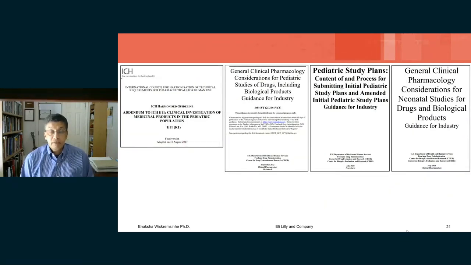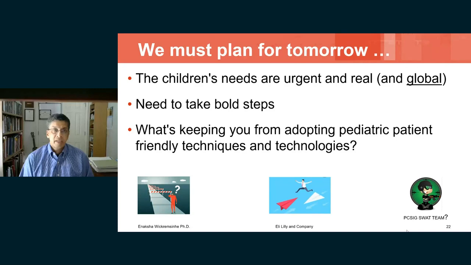So there have been a lot of guidance documents out very recently, and I just wanted to share some of them with you. They are all related to pediatric studies. The one on the left is from the ICH. The next three are all from the FDA. Two of them are final, one is a draft, but they all do talk about guidance for conducting pediatric studies. So what do we need to do, right?